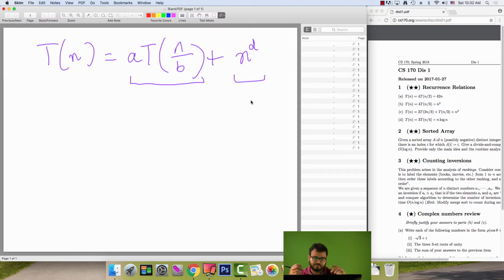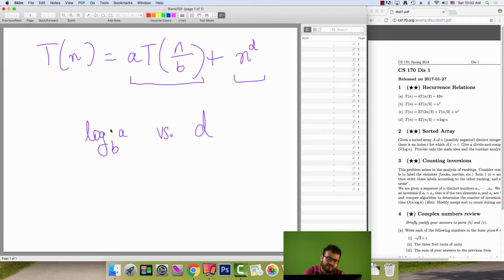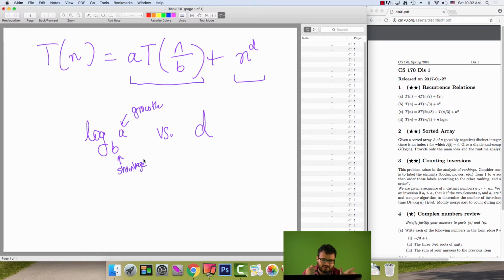So we need to figure out which one it is. In some sense, we have two candidates. For n to the power d, we have d, and for the recursive level, we have log base b of a. So let's think about what a is. A is growth, right? Because we have a subproblems. And b is shrinkage. So in some high-level sense, let's say we have something like log base 2 of 2. This says that we solve two subproblems, but each one reduces in size by 2. So really, the ratio of growth and shrinkage is about the same.